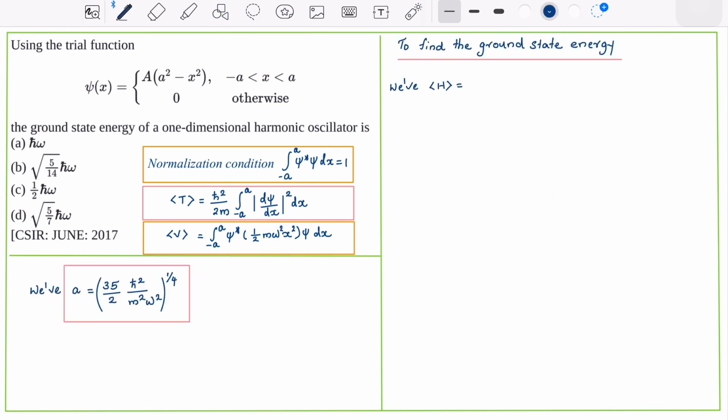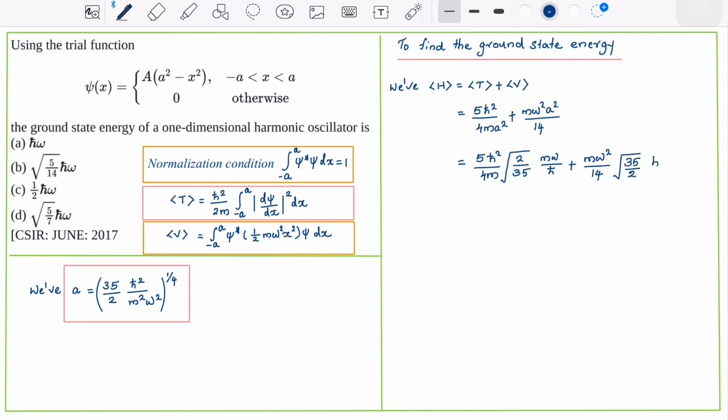Now let us find the ground state energy which is asked in the question. We have the expectation value of H equal to the expectation value of T plus the expectation value of V. This is equal to 5ħ² by 4m a² plus mω²a² by 14. We have evaluated the value of a. Substitute the value of a. We will get the expectation value of H equal to 5ħ² by 4m root of 2 by 35 mω by ħ plus mω² by 14 then root of 35 by 2 ħ by mω.